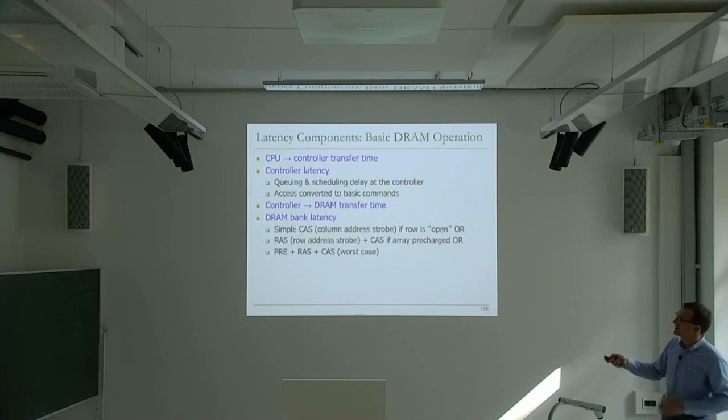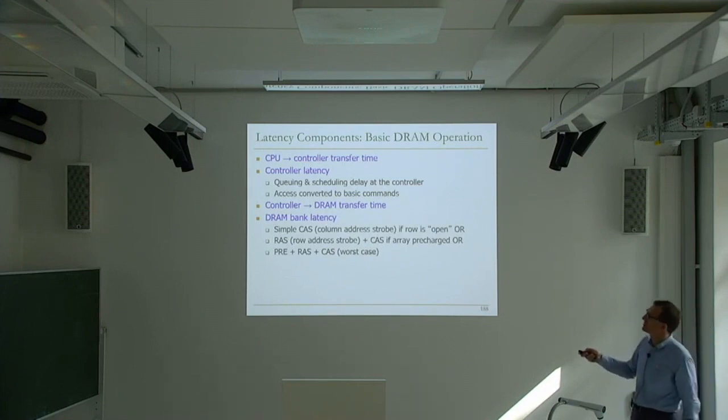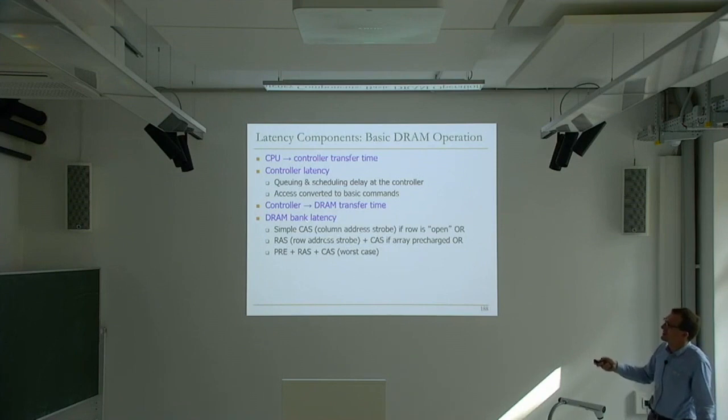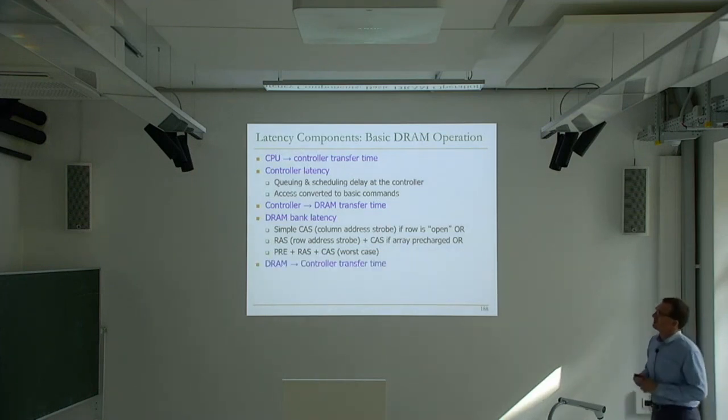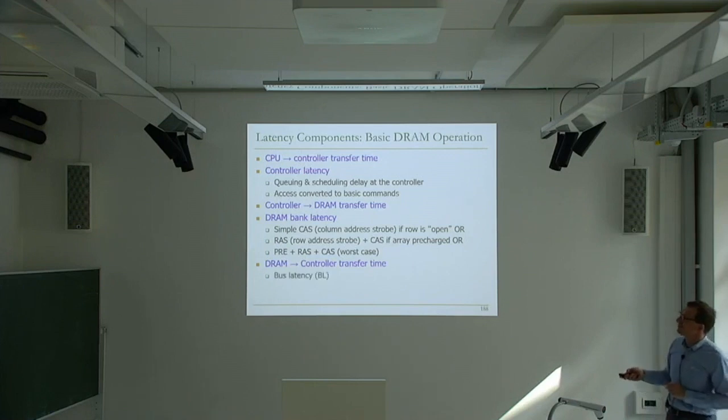These are fancy other names that you may see. Column access strobe is essentially a read command. Row address strobe is an activate command. So basically, if the row is open, you send a read. If the row is not open, but the array is already pre-charged, you send an activate plus a read. And in the worst case, the memory controller needs to pre-charge the array, send an activate, and then send a read command. This is also, of course, a read. A write command is also another CAS command. And then there's the transfer time from the DRAM to the controller.